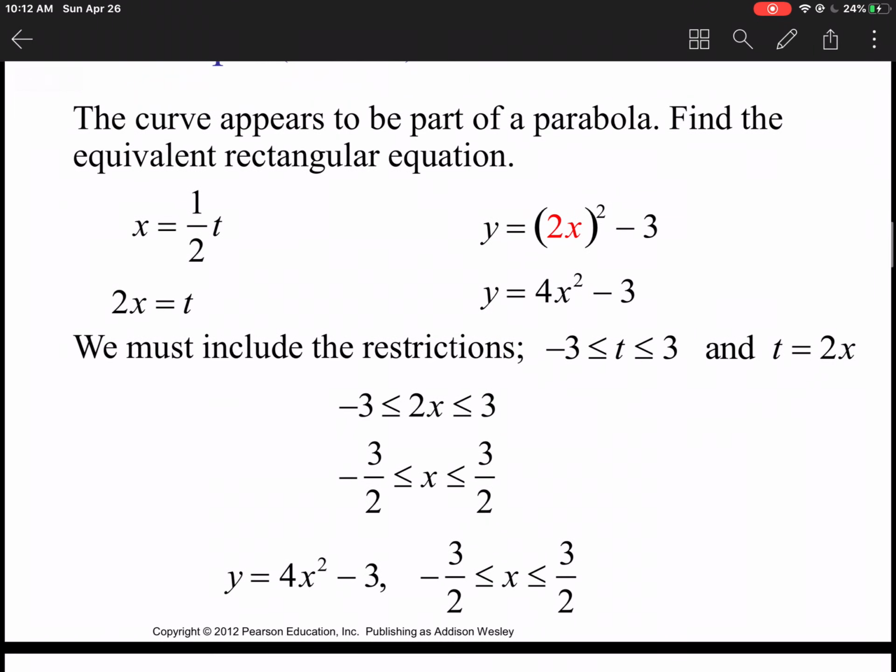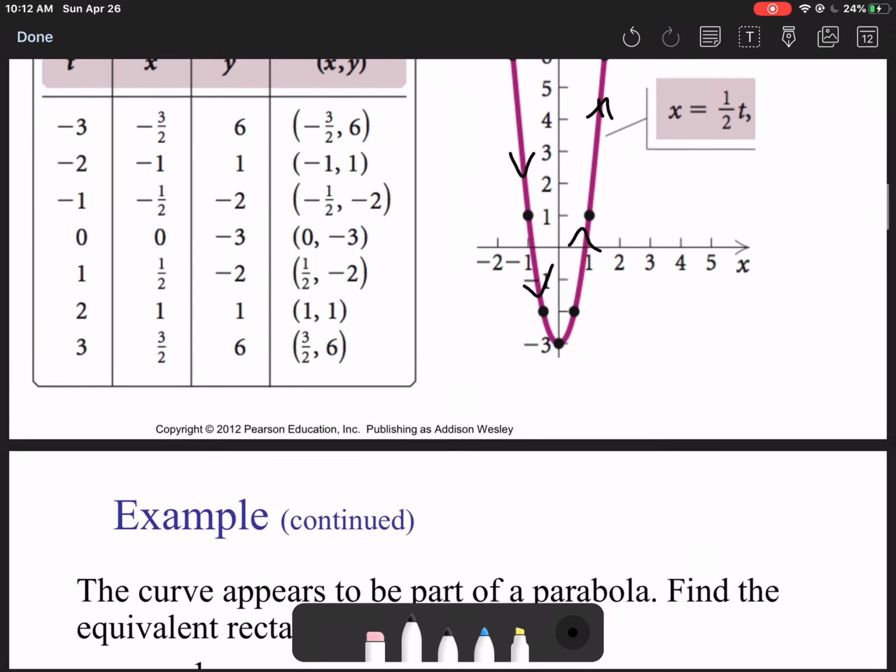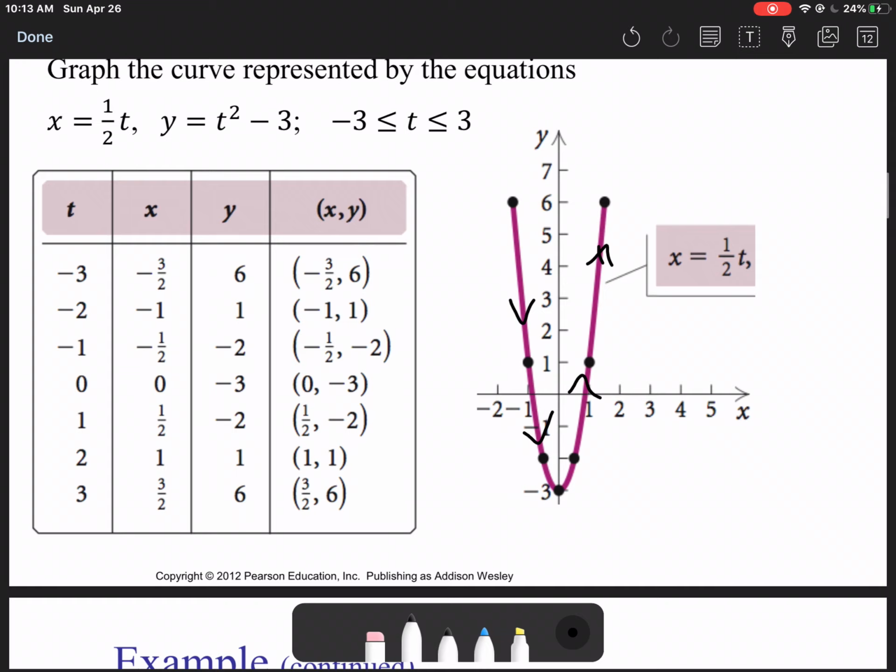If I take the equation x equals 1/2 t and solve it for t, then t is equal to 2x. Then I can substitute for t in my y equation. Since y was equal to t squared minus 3, I replace t with 2x, and I get y equals (2x) squared minus 3, or 4x squared minus 3. That is an equivalent equation, at least in terms of the graph you're seeing here.